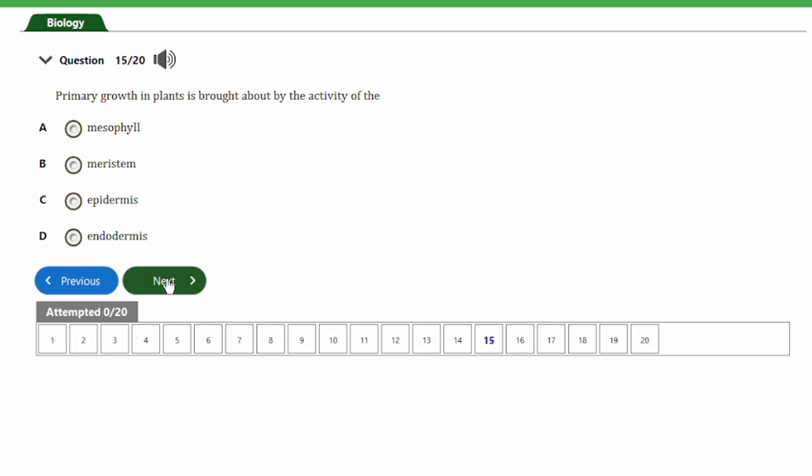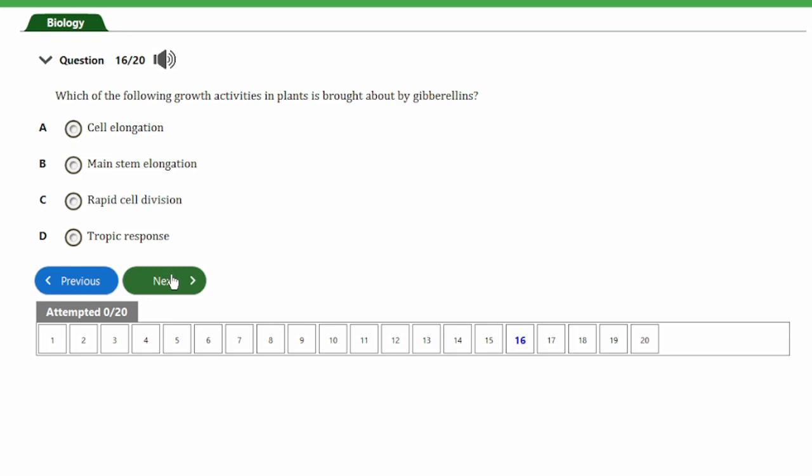So the meristem cells are undifferentiated or partially differentiated cells that can divide and produce new cells. So they are responsible for the growth and development of plants. The other options here given, such as the endodermis, the epidermis, and mesophyll, are specific types of plant tissues. So they do not contribute to primary growth. Guys, let's look at the next question here, and that's question number 16.